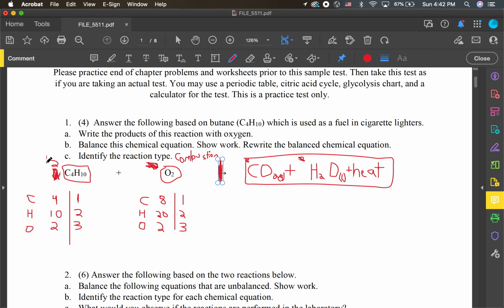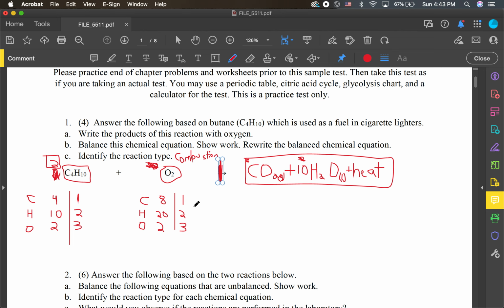So this one, not going to change. We know that's the 2. Let's go over here and make those hydrogens make sense. So if we know this has to be an even number, and we know that this has to equal 20, because this is the only one we have on this side with H in it, 20 right here divided by the 2 here means we have to have 10 here.